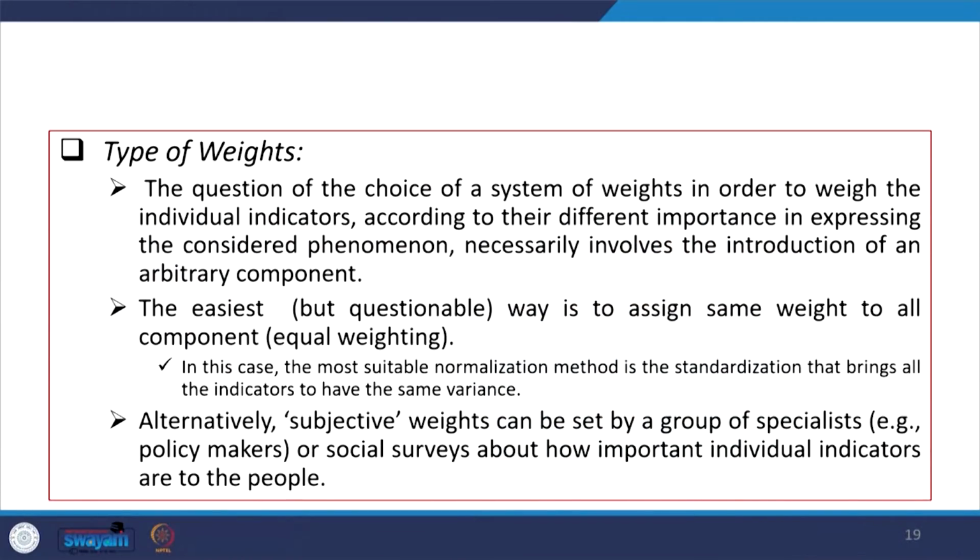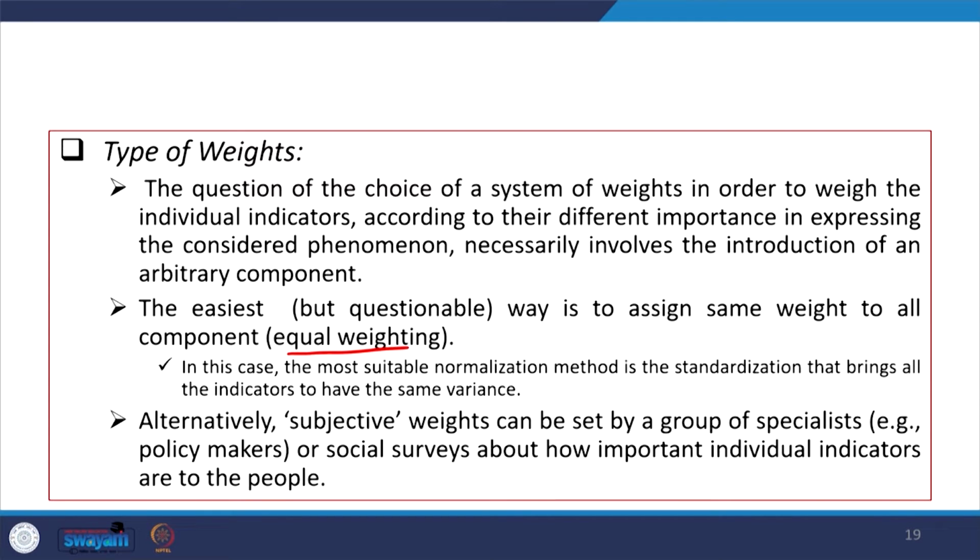What kind of weights are considered? The question of the choice of a system of weights to weigh the individual indicators according to their different importance in expressing the considered phenomenon necessarily involves the introduction of an arbitrary component. The easiest way is to assign the same weight to all components, that is the equal weighting method. In this case, the most suitable normalization method is standardization, which brings all indicators to have the same variance.